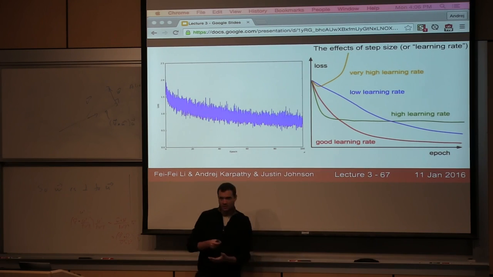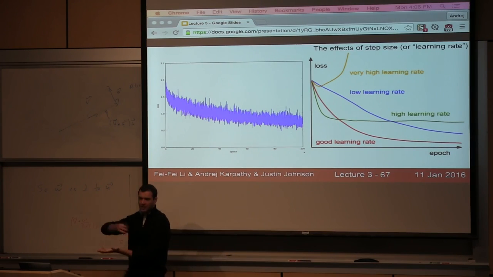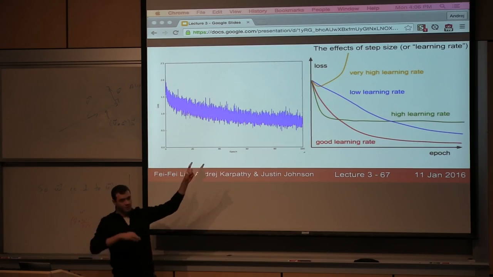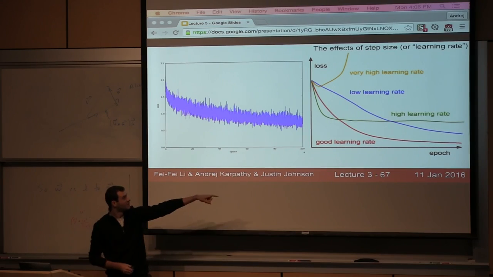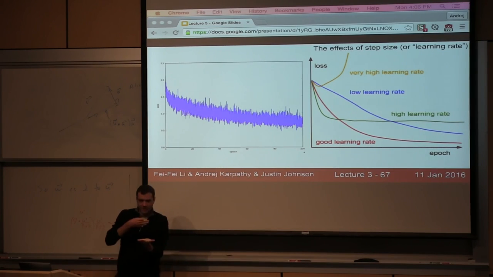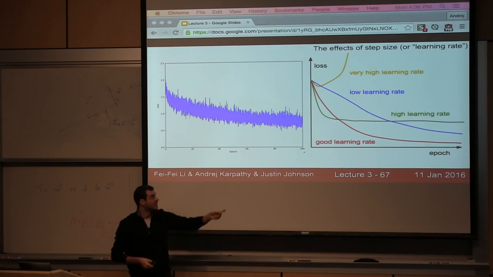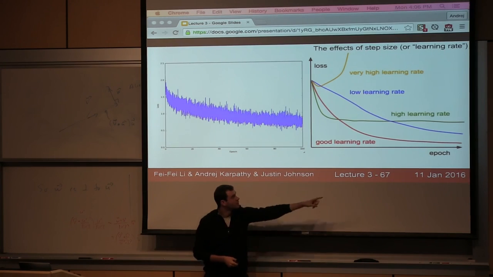Basically, if you have very high learning rates or step sizes, you start thrashing around in your W space. And so either you don't converge or you explode. If you have a very low learning rate, then you're barely doing any updates at all. So it takes a very long time to actually converge.